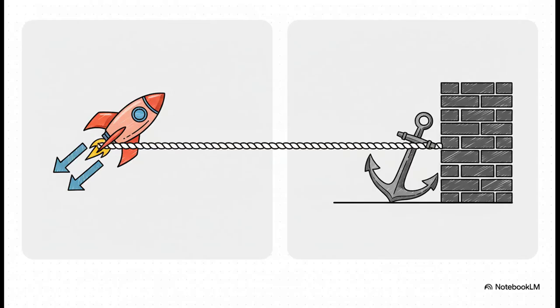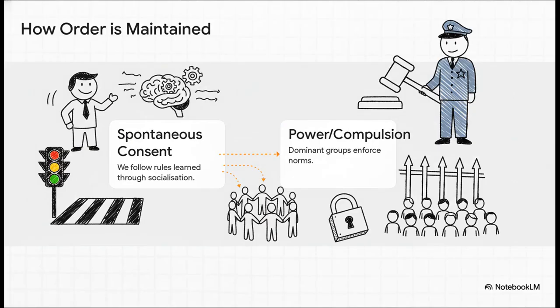So, a great way to picture this is like a giant tug-of-war. On one side of the rope, you have social change, always pulling towards new things, new ideas. And on the other side, you have social order, pulling back, trying to keep things stable and familiar. A healthy society needs both. So, how does this social order work?